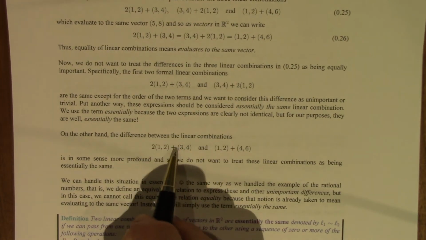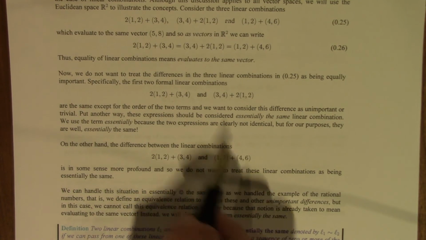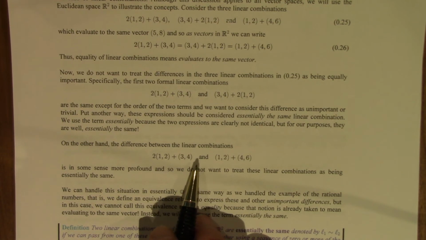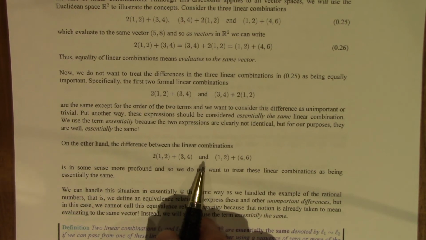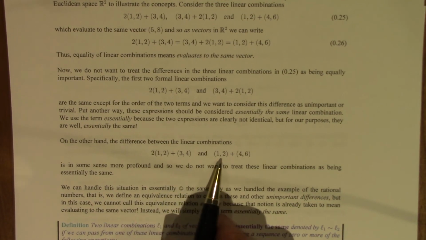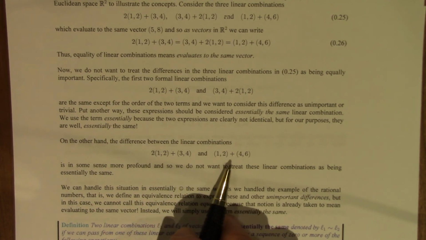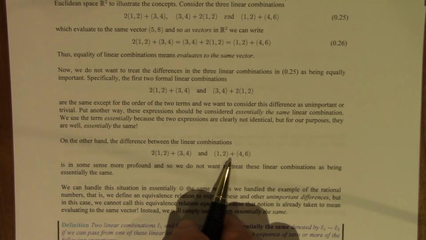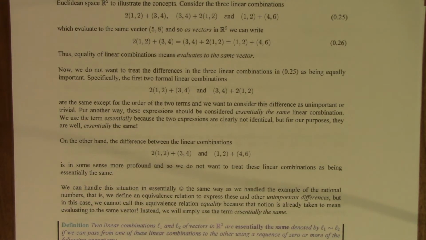On the other hand, if you look at the first and third of these linear combinations, these are different in some more profound way. You can't reorder the terms here to get from one to the other. There is something more profoundly different between these two linear combinations. So we don't want to treat them as essentially the same linear combination, even though they evaluate to the same vector. There's a more important difference.